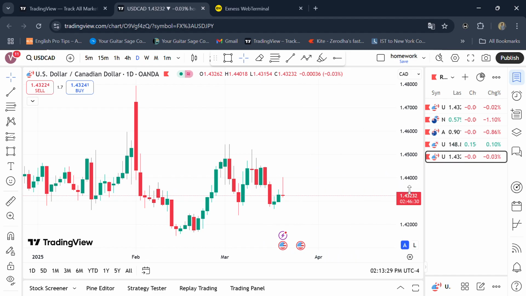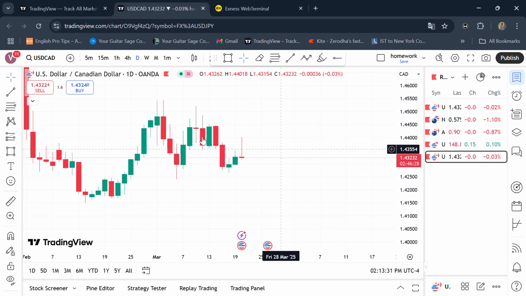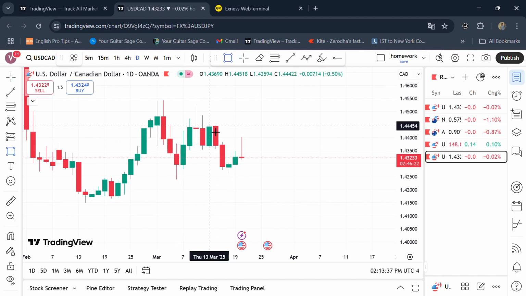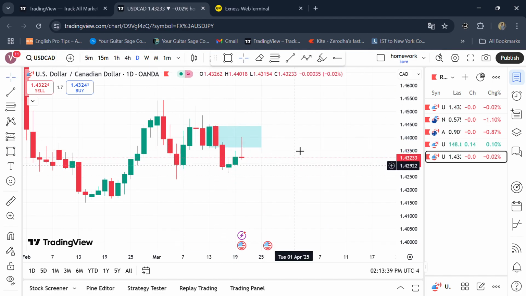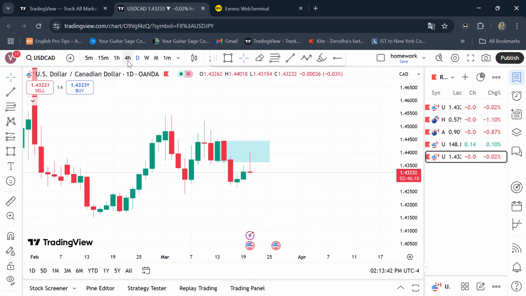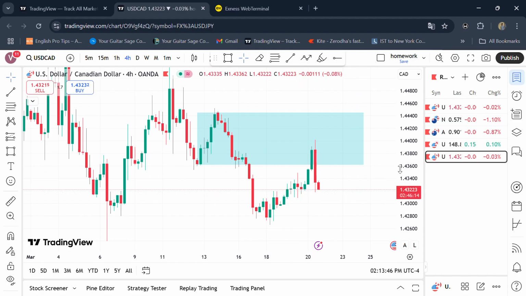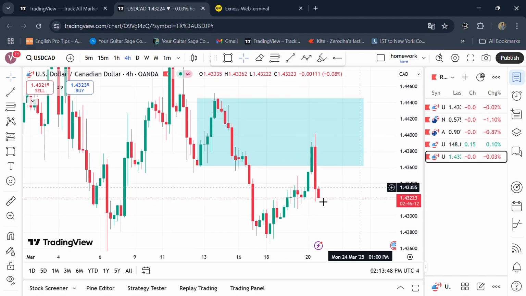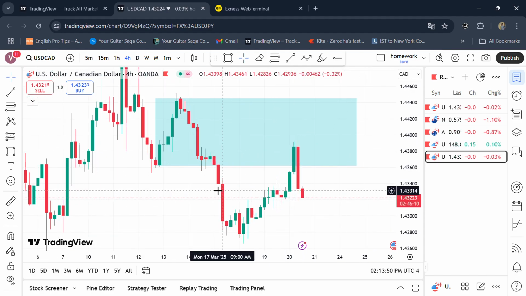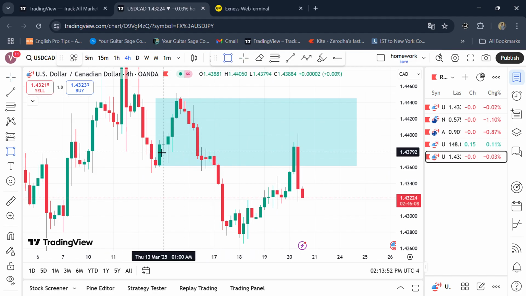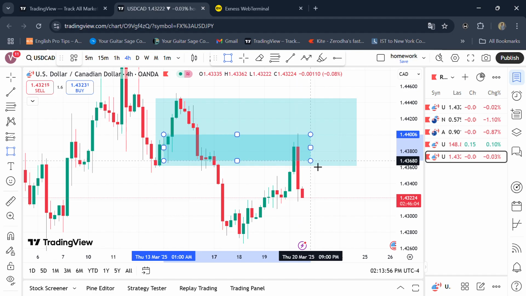If we go on the 1 day time frame, you'll find that there is this order block. So let's mark this order block in blue. Next, if you go to the lower time frame, you will find that there is this mitigation block on 4 hour. Okay, let's mark it yellow.